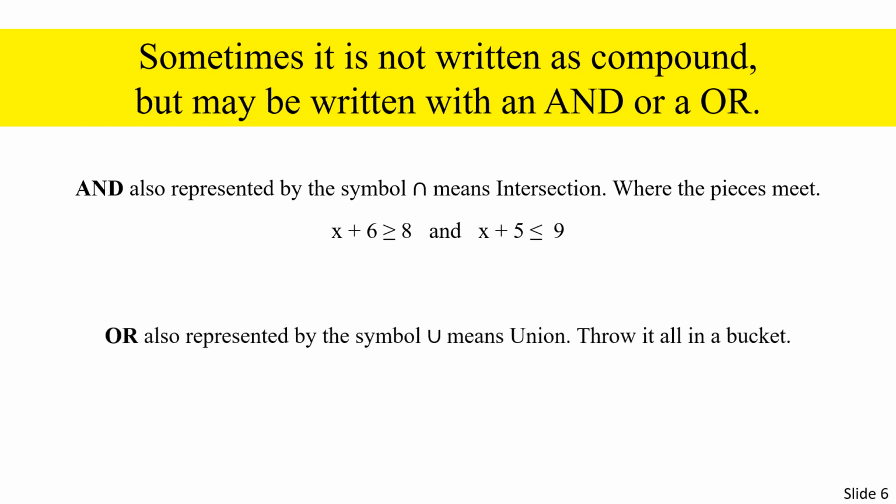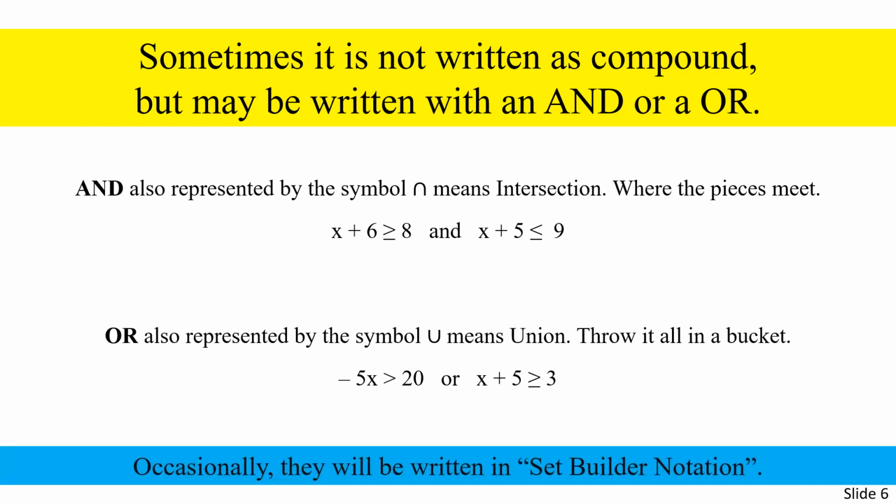The or is represented by the U for union symbol. It's just like a bucket. You throw it all in the bucket. So negative 5x greater than 20, or x plus 5 is greater than or equal to 3. Because we're using the or, it's a union, so it's going to be everything. So let's look at a couple of these, one each. And occasionally they want you to write it in set builder notation.